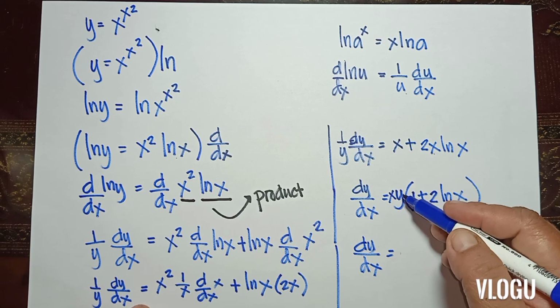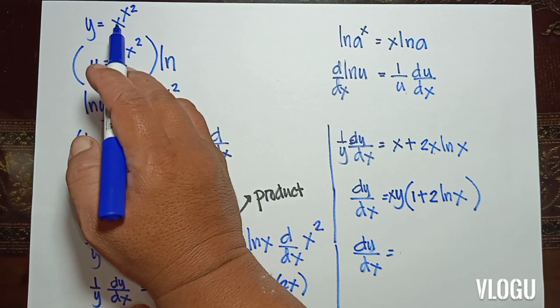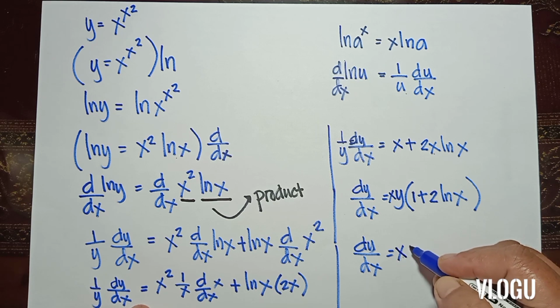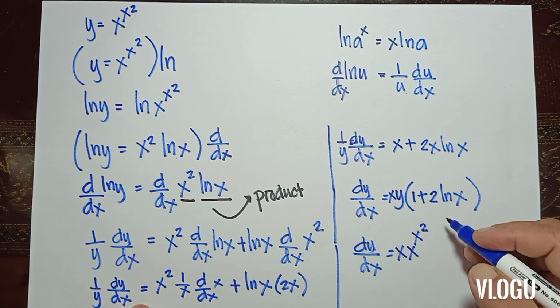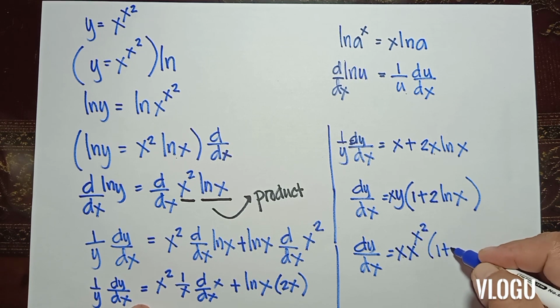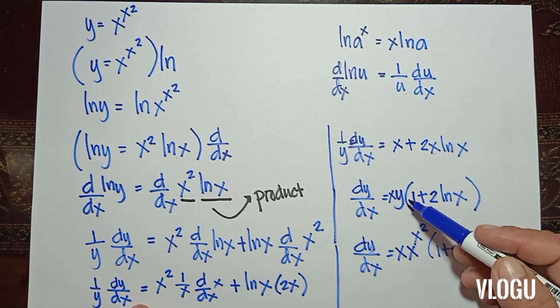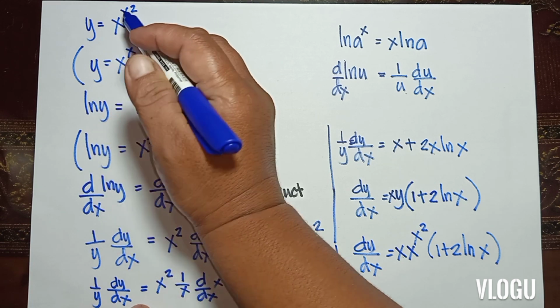that is equal to, what is y equivalent to from our given? y is equal to x raised to x squared. So, we will have x raised to x squared times 1 plus 2 ln of x. So, where did you get x raised to x squared? That is from y. From here, given y is equal to x raised to x squared.